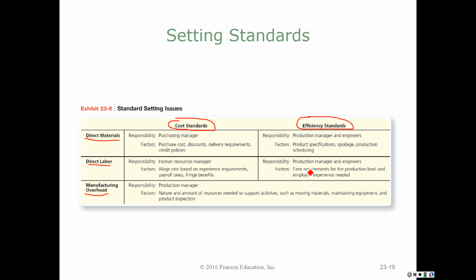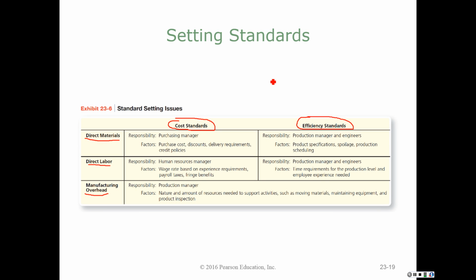Okay, so when we're talking about efficiency for direct labor, we want to know how well did our people perform in the manufacturing process. And so the production manager and engineer, once again, is going to be responsible for letting us know the amount of estimated time that we think this product is going to take.